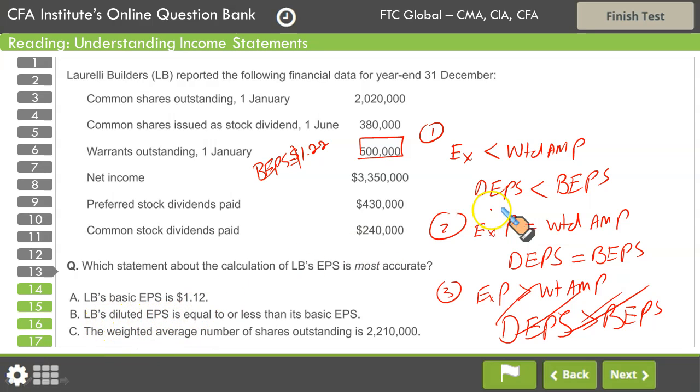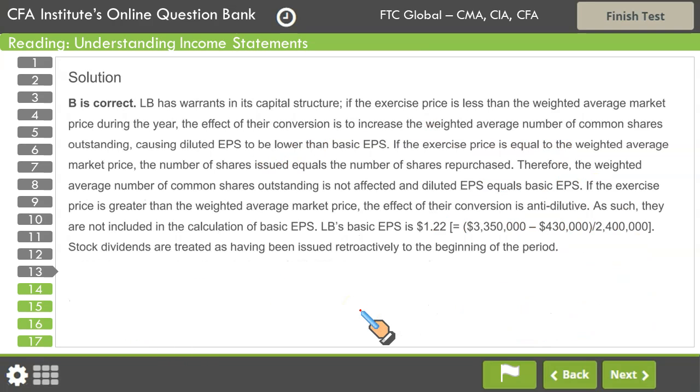Diluted EPS would either be equal or less than the basic earning per share, not more. If it is, then we don't report that. We just give EPS as our diluted earning per share. So that makes B the correct option.